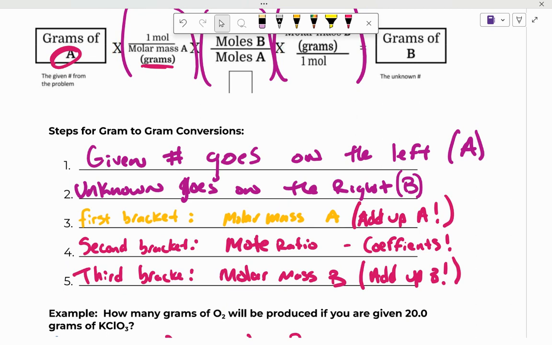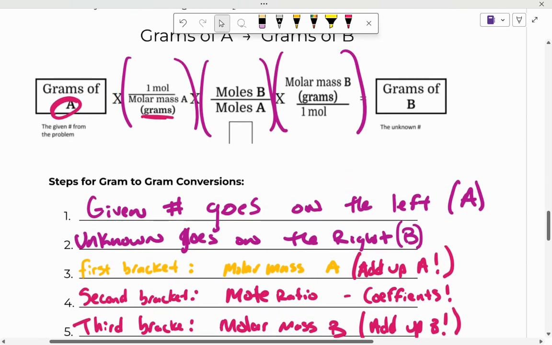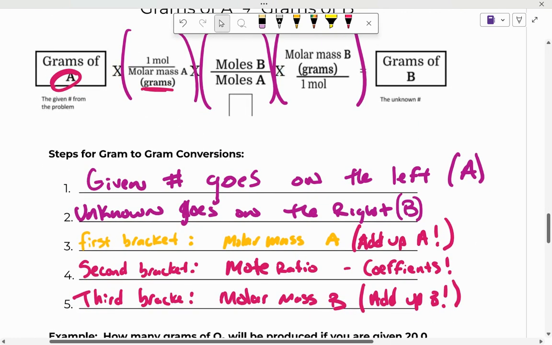Okay, first bracket. The molar mass of A, we're going to add it up. So we're talking about the first bracket, okay? We're going to add up the molar mass of A. What does 1 mole of that substance weigh? This first bracket, we're going to add up where it says the molar mass of A. We're going to add up whatever the substance is. We're going to add the mass, okay?